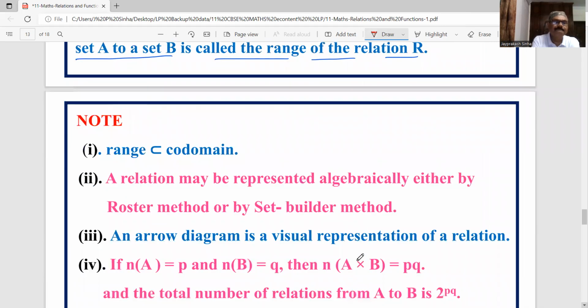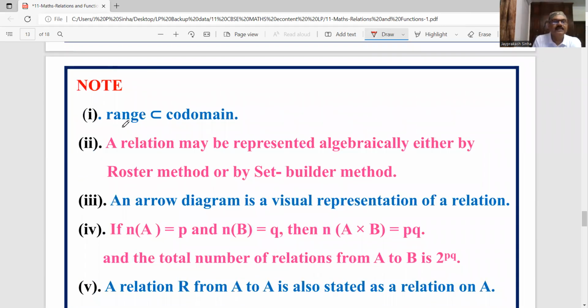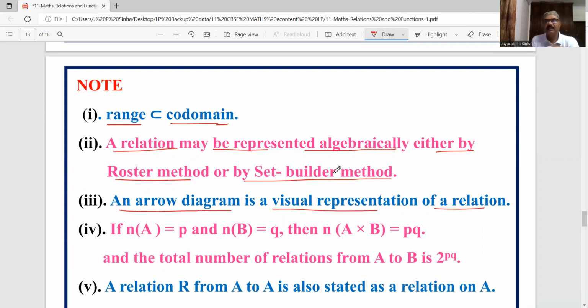Now, some important points here. Range is a subset of codomain, because codomain means all the elements of set B, and range is 100% a subset of the codomain. A relation may be represented algebraically either by the roster method or by the set builder method. An arrow diagram is a visual representation of a relation. In the previous one, we have already seen that visual representation of a relation.